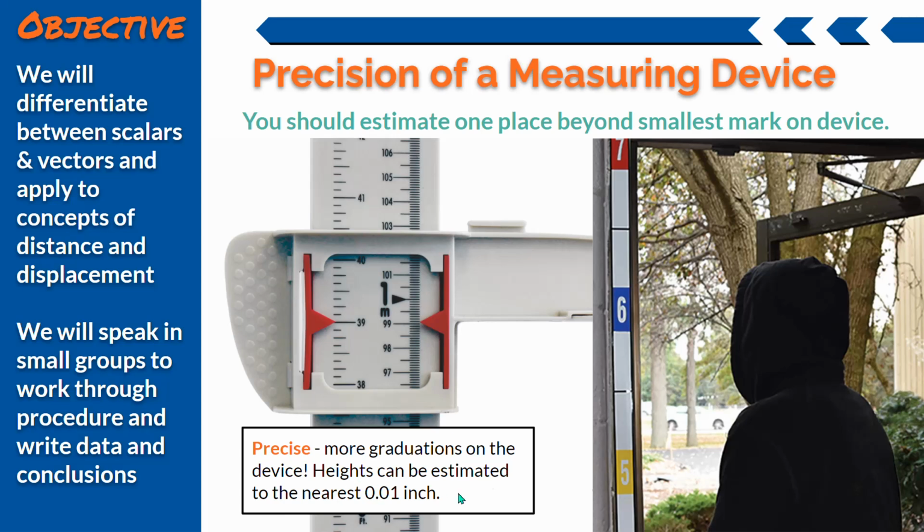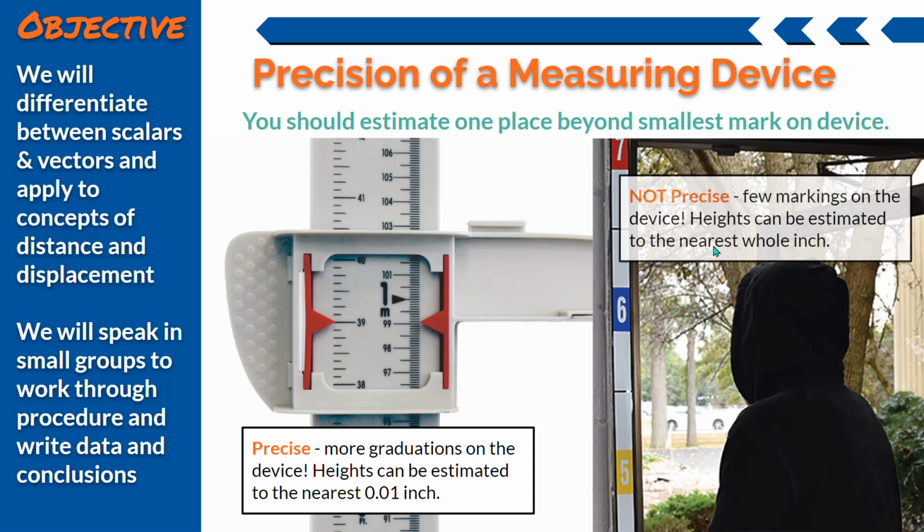Heights can be estimated to the nearest hundredth of an inch with this tool, whereas this over here is not precise. There are a few markings on this device, and those heights can only be estimated to the nearest whole inch, because that's the farthest I can see is whole numbers of feet or half of feet. But if I were to take that one place further, I really can only give you the nearest inch.